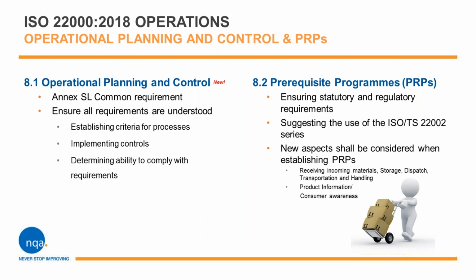Also, new aspects shall be considered when establishing the prerequisite programs. You need to consider now receiving incoming materials, storage, dispatch, transportation and handling, and also product information and consumer awareness. So labeling must also be considered when establishing the prerequisite programs.